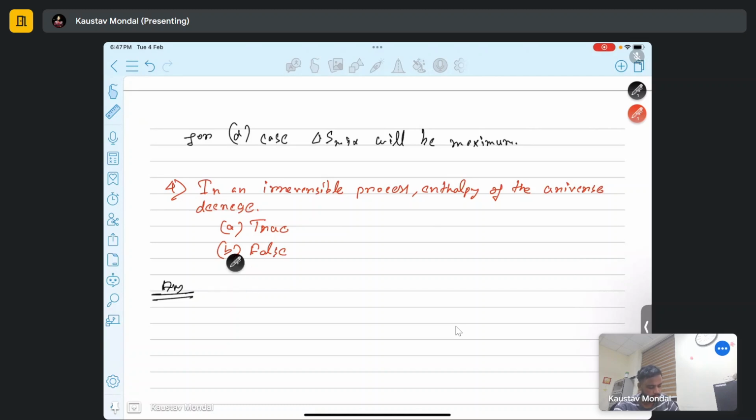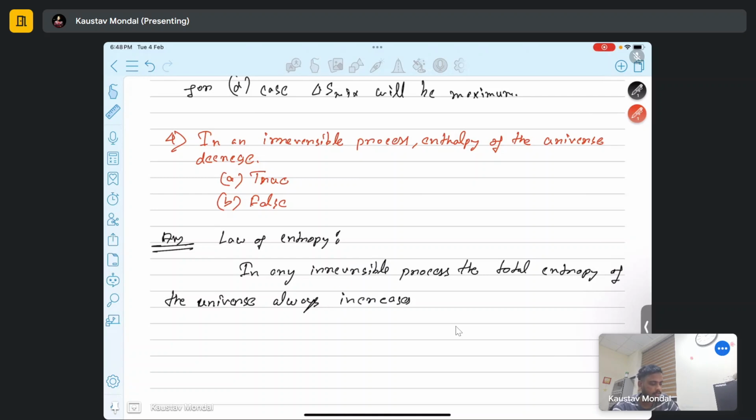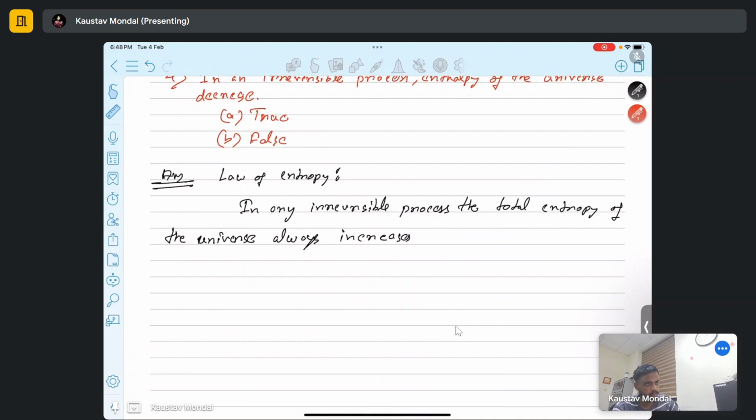let me write, the law of entropy. Okay, so in any irreversible process, the total entropy of the universe always increases. So for an irreversible process, the delta S of universe will always be greater than 0.